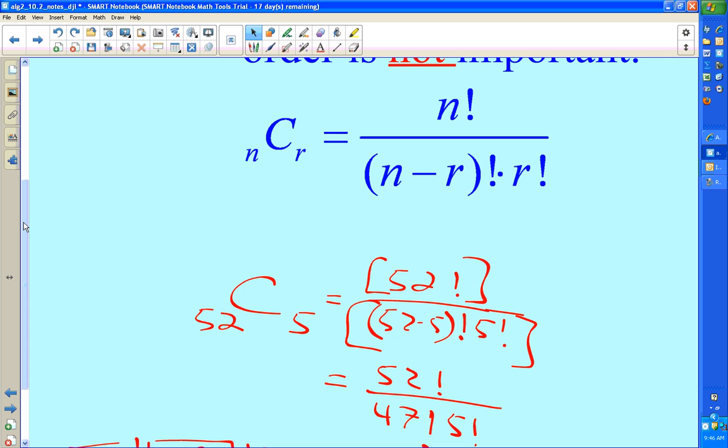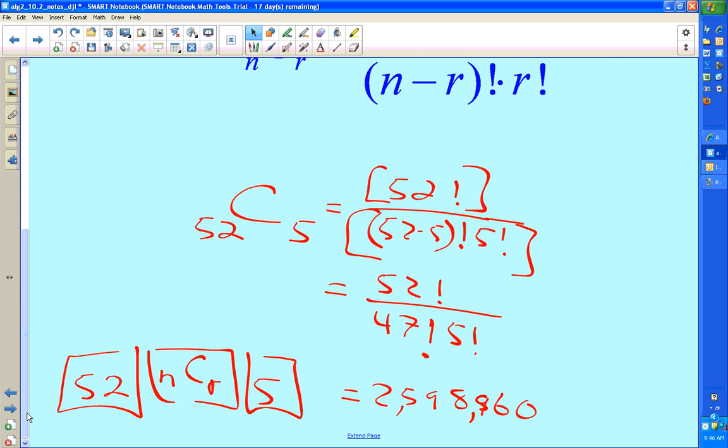How many ways are there to get 5 cards dealt to you? Well, that's combinations, 52 taken 5 at a time. That number is almost 2.6 million. Now, you want to be able to use your calculator to do this. This first line right here is not negotiable for me: 52 factorial over 52 minus 5 factorial and 5 factorial.